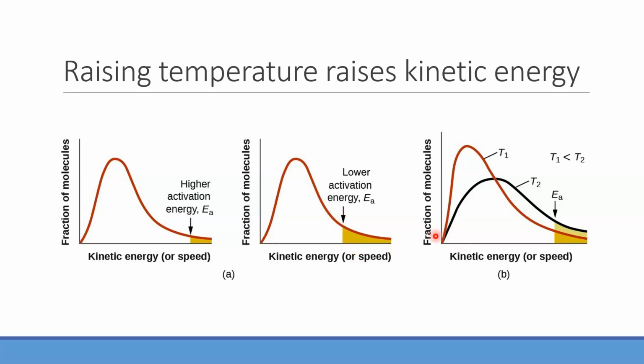Another thing you can do is just raise the temperature. So if you raise the temperature, T2, and you look at the area under this curve, it's much higher for the black line. So more molecules have the right kinetic energy, like the minimum level of energy required for the reaction to take place, if we raise the temperature.